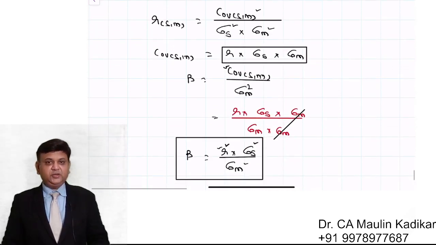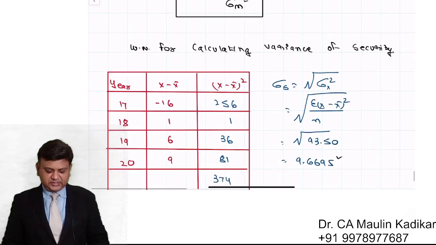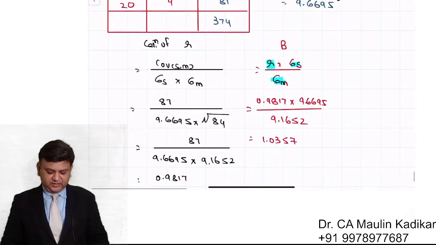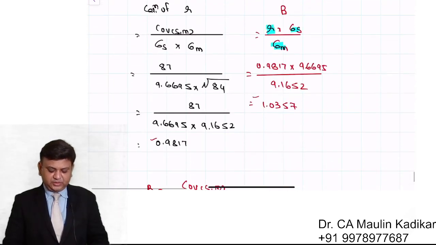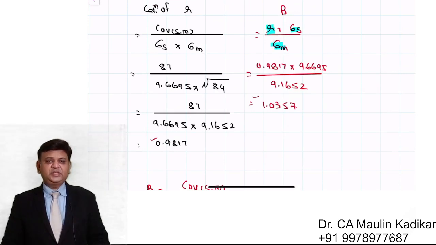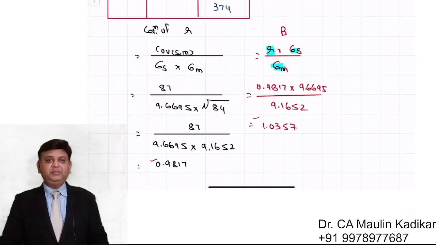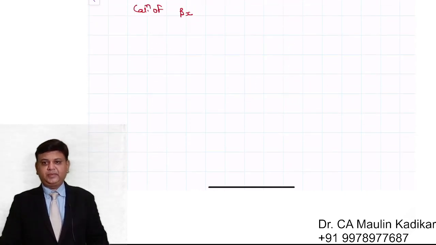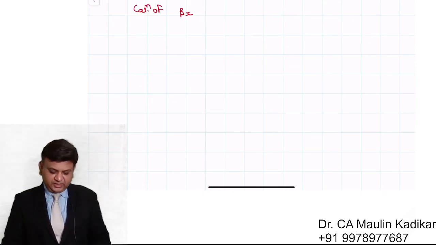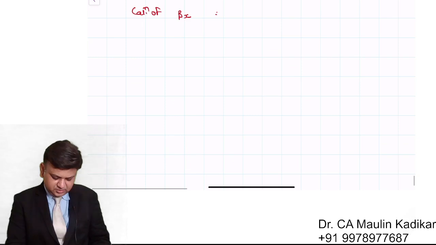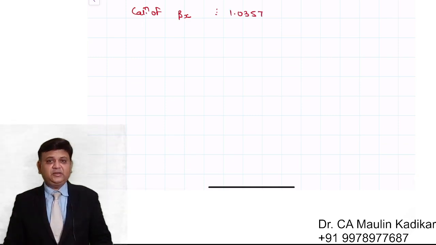At the same time, we can use the formula for the correlation coefficient, and based on that, we can compute the R and we can compute the beta. That is the first thing that we are supposed to do, the calculation of the beta of the security. So beta for the security X is 1.0357 based on the calculation that we have done.